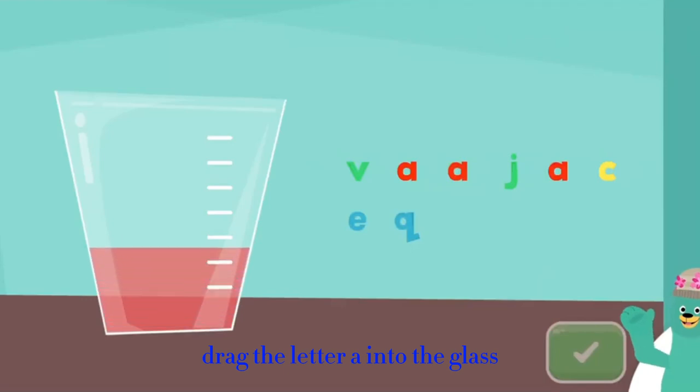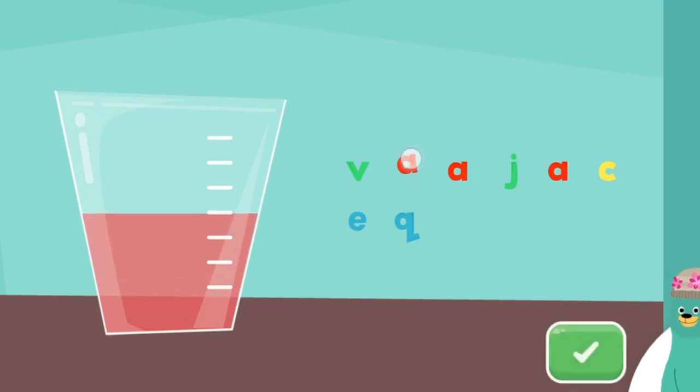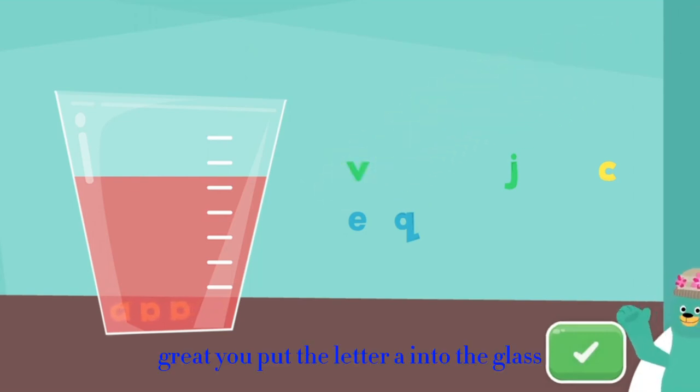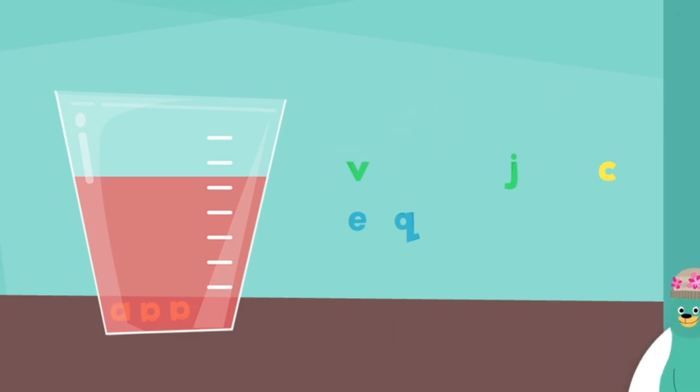Drag the letter A into the glass. Great! You put the letter A into the glass.